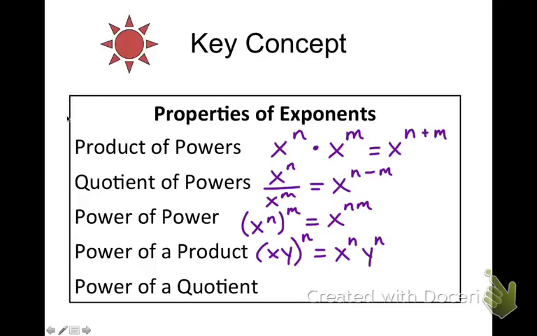And then the same thing happens for a quotient. So instead of multiplying x and y, if I were to divide x and y to an nth power, it would just become x to the nth divided by y to the nth.